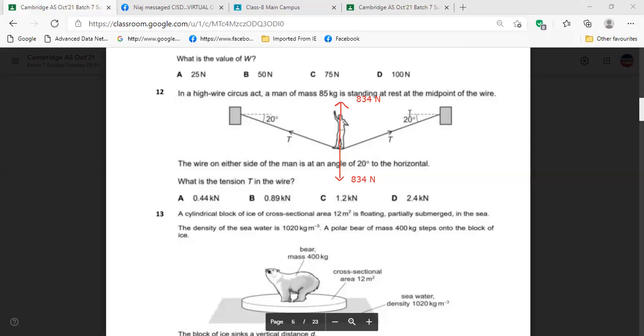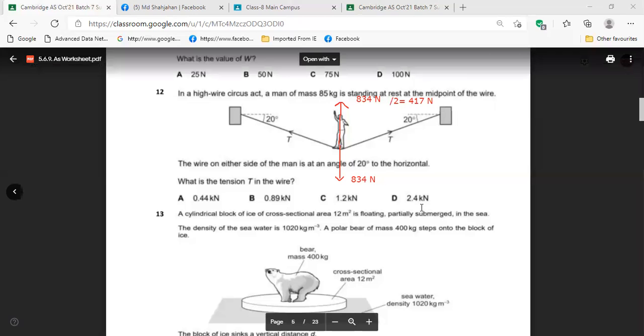Are you understanding what I'm saying? Navid, have you understood? So what is the half of 834? 834 divided by 2 is 417. So you write here, for each of them we are having 834 divided by 2, so for both of them 417 Newtons. Okay, that means now we can deal with any of the triangles, left side or right side.